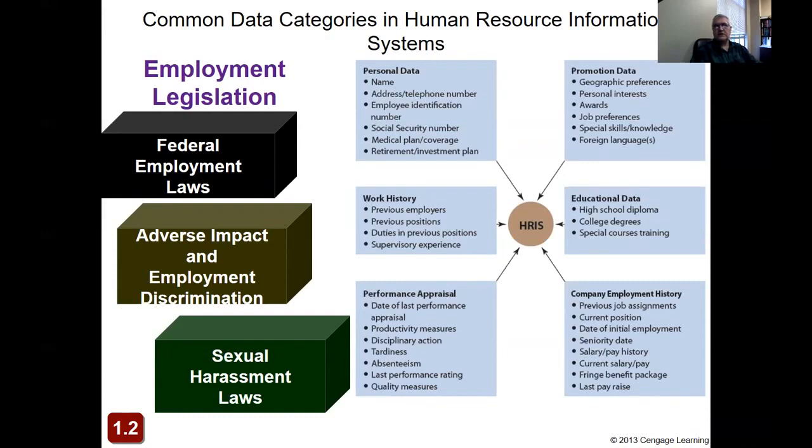In this slide, you can see personal data, work history, the main data about employees, such as promotion data, educational data, and personal performance data, information, performance appraisals, all in our human resource information systems. Digitalized, computerized information is available for managers and supervisors. Managers and supervisors will have access to this type of information to make decisions quickly and speed up the process.